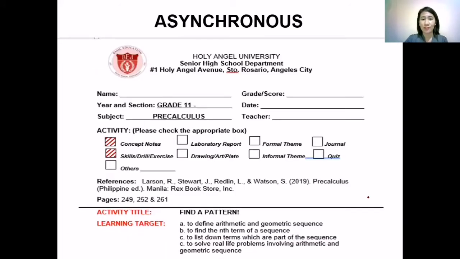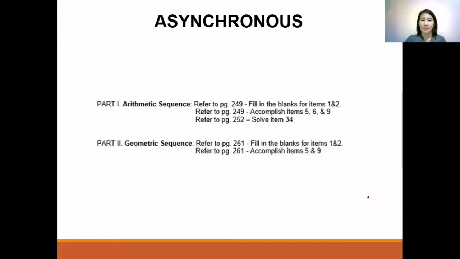So for your activity, here is the LAS that you should accomplish. So there will be two parts, one for geometric and one for arithmetic. So since we're done with arithmetic, so find the pattern. There are given learning targets to define arithmetic and geometric sequence. Find the nth term of a sequence. List down terms which are part of the sequence, and solve real-life problems involving arithmetic and geometric sequence.